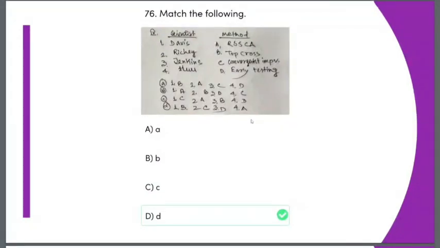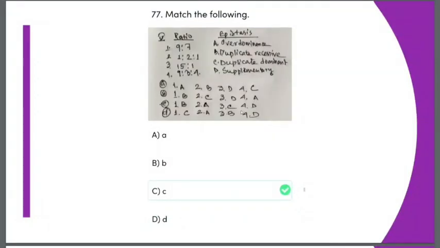76th question is match the following. So scientists and methods are given. So it's an easy one. D is the correct answer. Davis is top cross, convergent improvement, Jenkins early testing, and Hull is RSSCA.